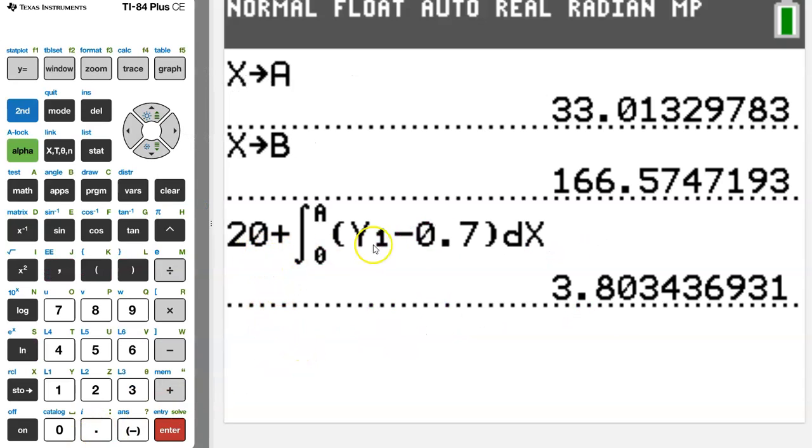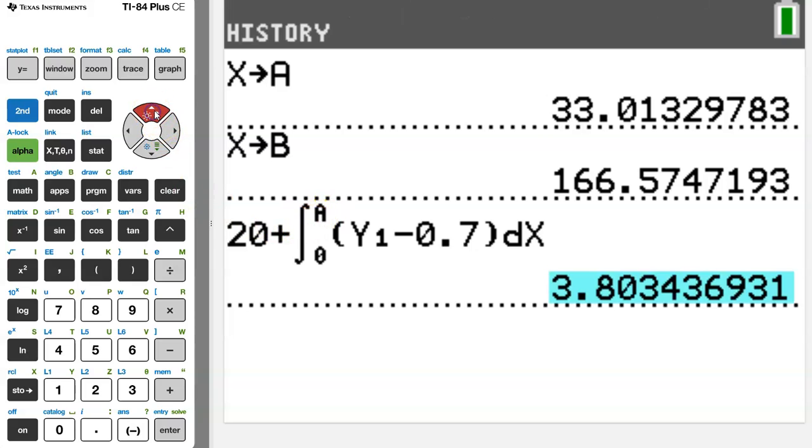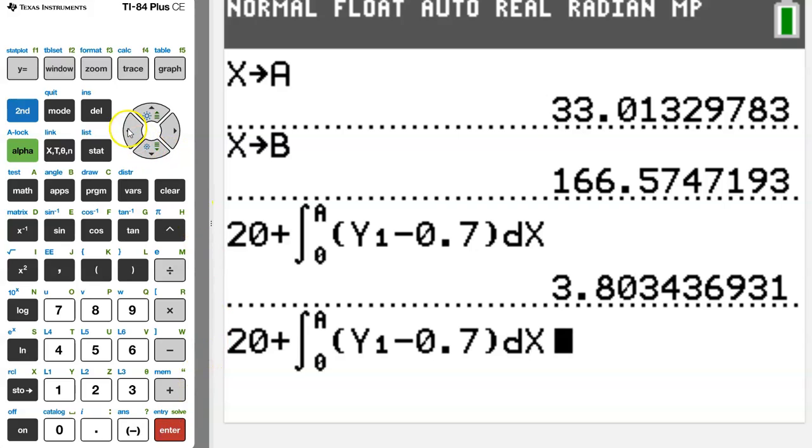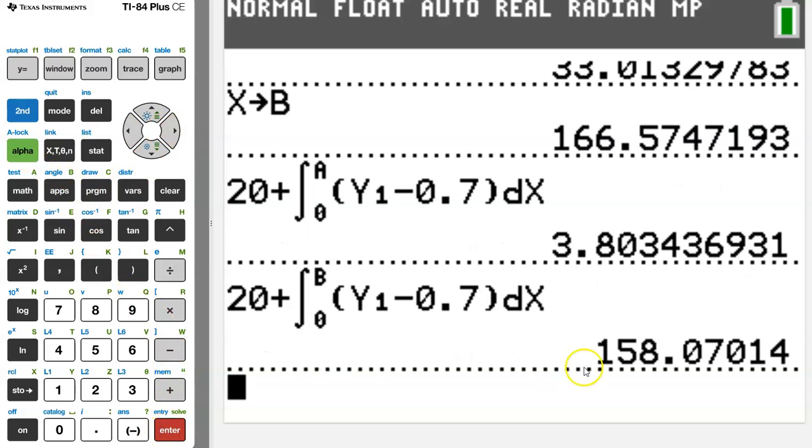I could type in this expression again, replacing a with b, or small shortcut, if I come up to this expression and hit enter, all I have to do is go over to where a is and type b instead. So alpha b and enter. 158.070. That rounds to 158 people.